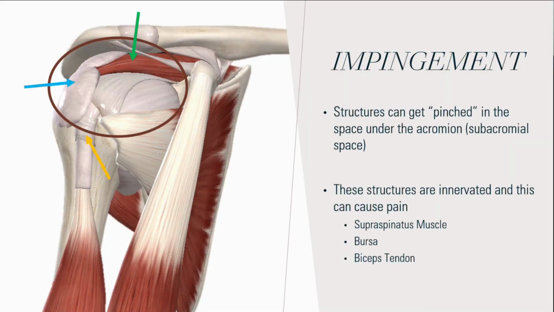One of the more common causes of shoulder pain that we tend to see in clinic is what we call impingement. This is essentially a condition where structures get pinched in the space between the ball and socket joint and the joint formed by your shoulder blade and collarbone that sits across the top. So this space here, which you can see in the oval, is called the subacromial space. That's the space between the ball and socket joint and that joint between the shoulder blade and collarbone.